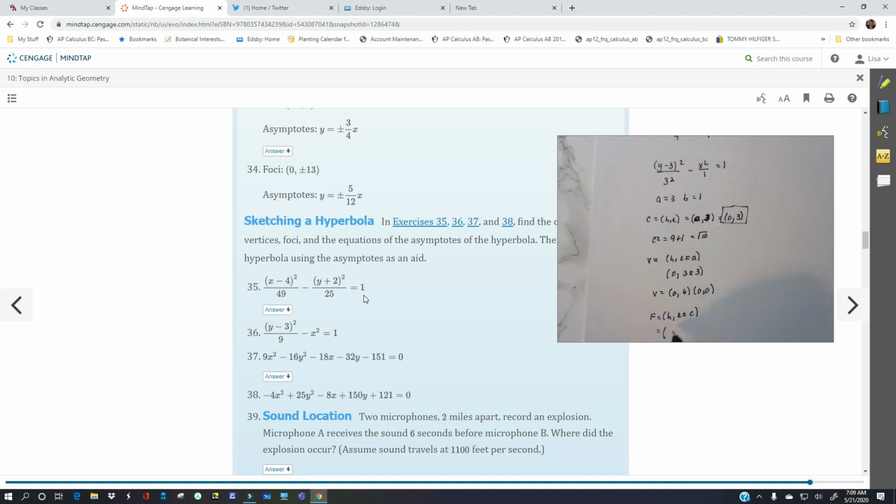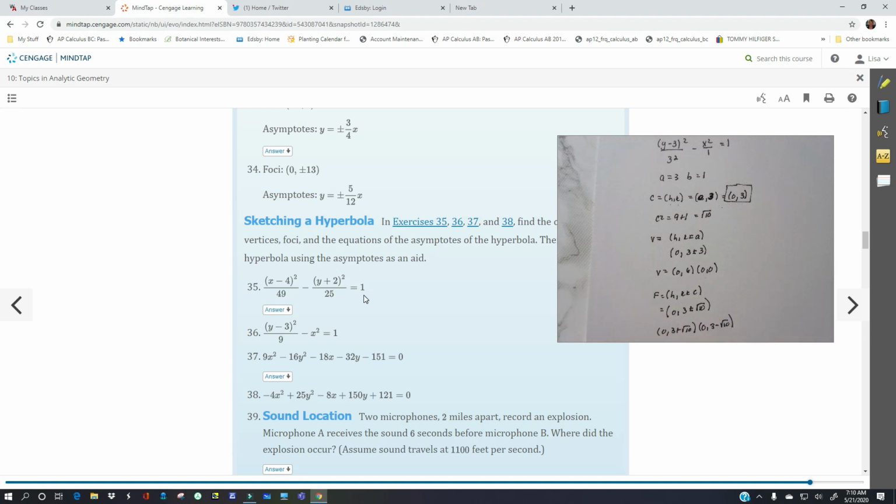So we've got our h, which is 0, our k, which is 3, plus or minus root 10. So the foci will be at (0, 3 plus root 10) and (0, 3 minus root 10). Again, weird little numbers, but no big deal.